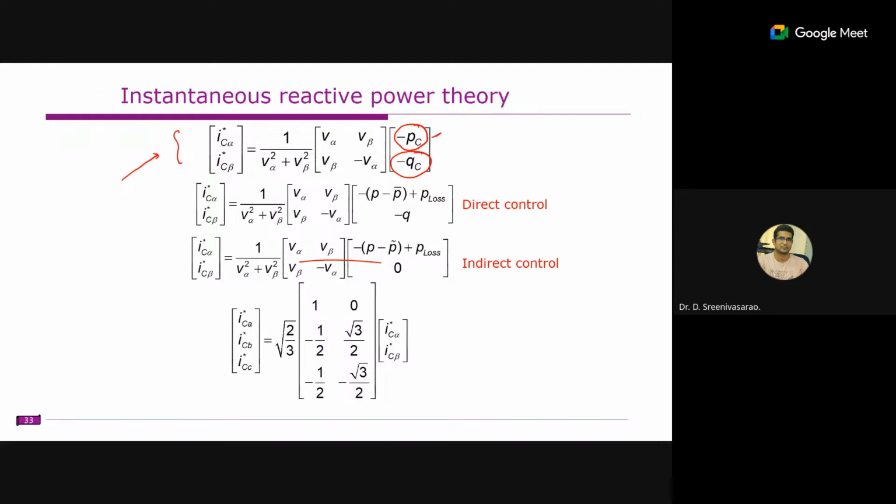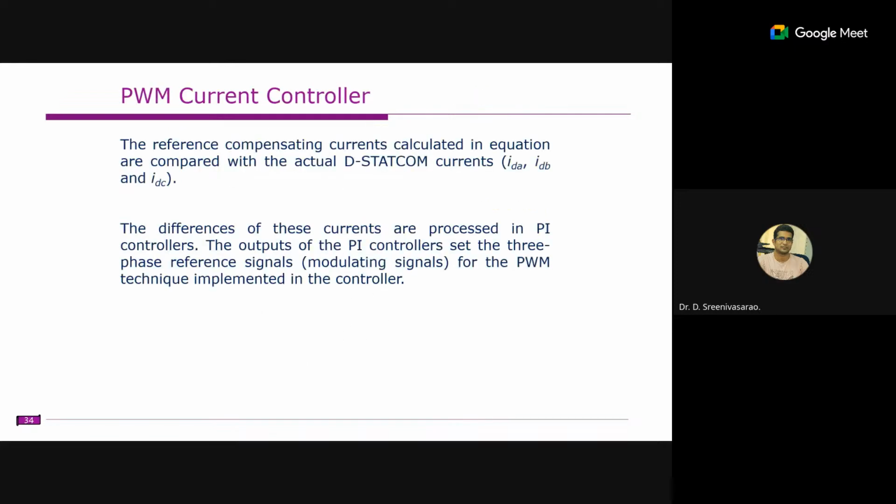This minus P AC, as we discussed, we want to compensate only the harmonic part. So if we subtract this one, you will get only the AC power, and this minus Q can compensate the reactive power. Whereas this loss component is important.